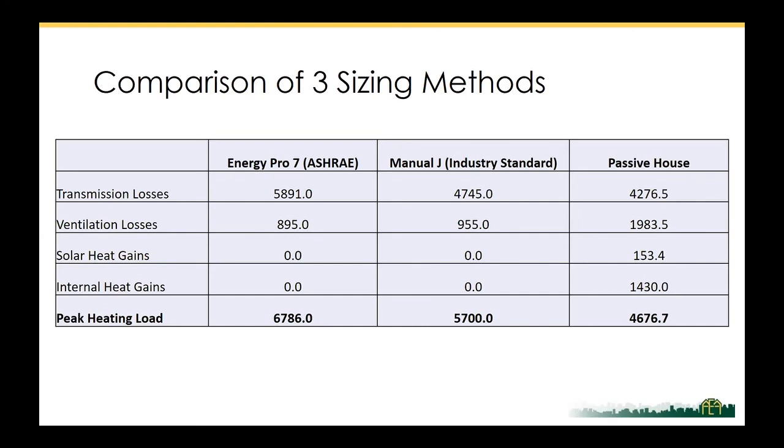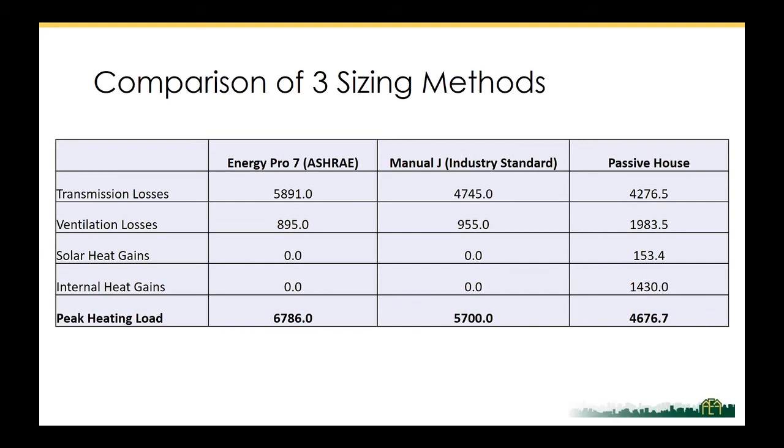air and the outdoor air. And so you're going to have a higher rate of leakage because of that increased pressure differential. So they ask you to multiply whatever air changes per hour you got by 2.5, which you can see has a dramatic increase on the ventilation losses. Your solar heat gains, there are none for Energy Pro 7, there are none for Manual J. For Passive House, it's 153. And then internal gains, there are none for Energy Pro 7, 0 for Manual J, and 1430 for Passive House.